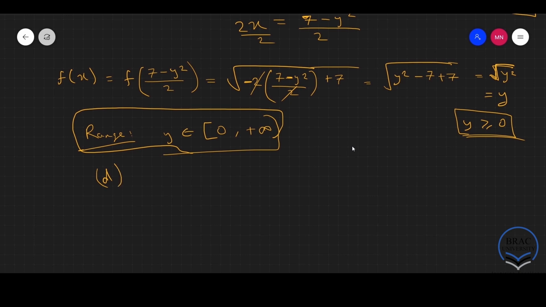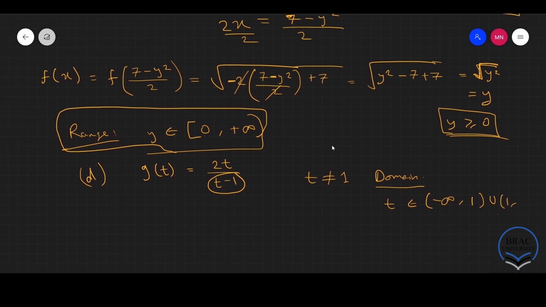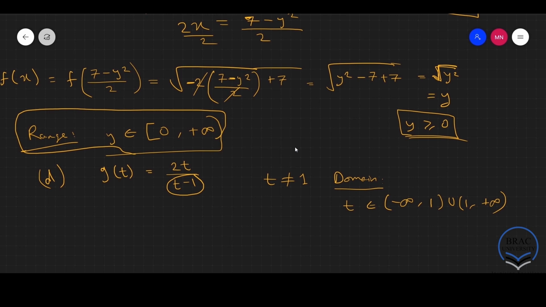And for the final function, we have g of t is equal to 2t over t minus 1. Once again, the only restriction is that the denominator cannot be equal to 0. So for the domain, t cannot be equal to 1. So for the domain of this function, t belongs to the interval from minus infinity to 1, union 1 to positive infinity. So we can have any value of t within this interval but excluding 1, or within this interval and once again excluding 1. Or we can write this as t belongs to the set of all real numbers except when t is equal to 1.